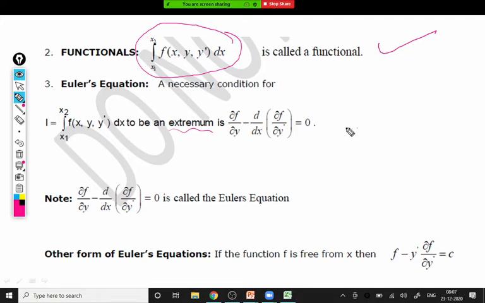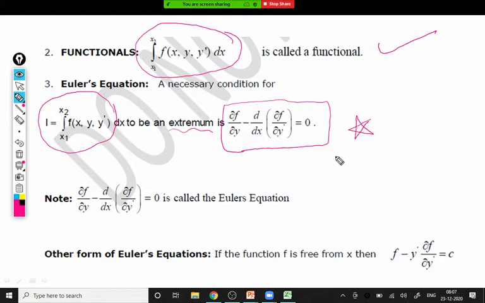The value of this integral, or the value of that functional, is a minimum if it satisfies this equation, which is known as Euler's equation. Euler wrote this condition. There is a proof for this statement in the textbook. Those who are interested can see the proof. Proofs will not come in the exam.